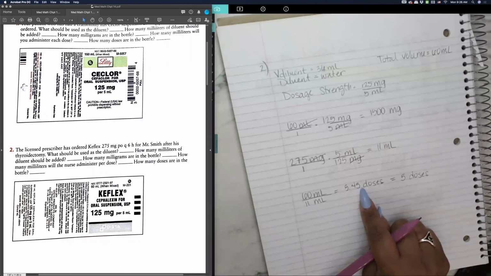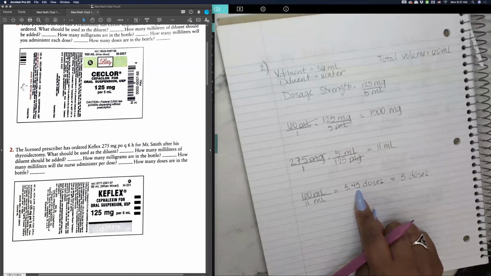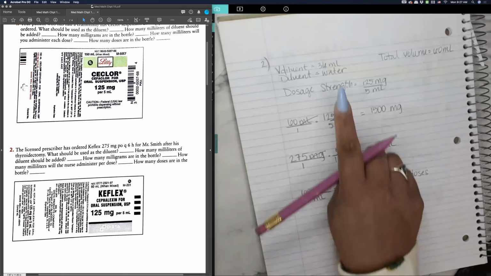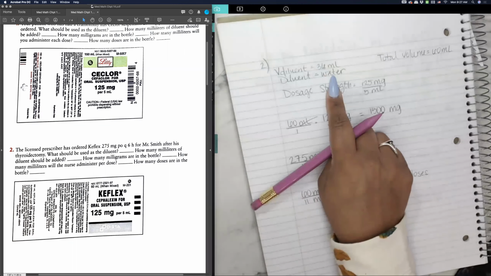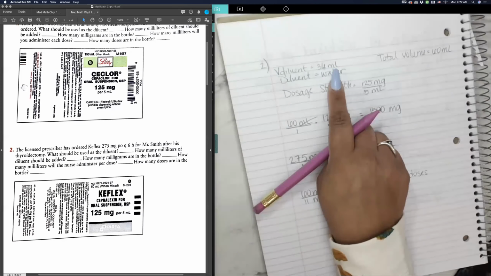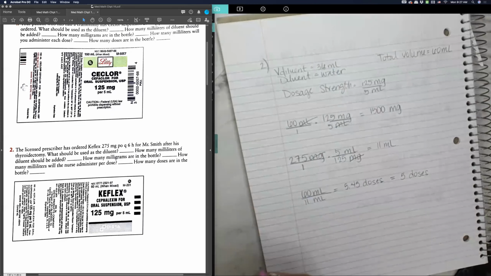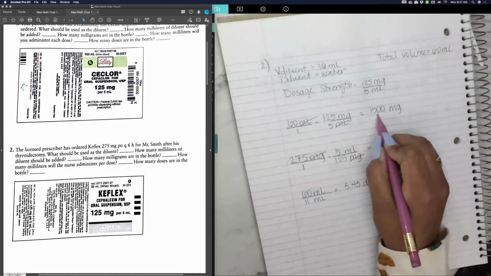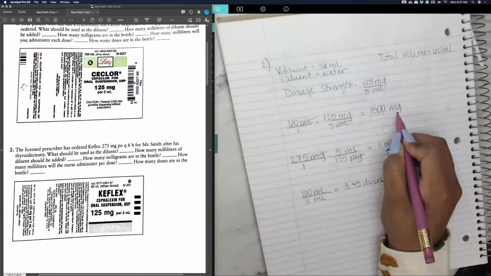Okay, so let's go through the questions. What should be used as the diluent? Water. How many milliliters of diluent should be added? 36 milliliters. How many milligrams are in the bottle? 1,500 milligrams are available in the bottle.